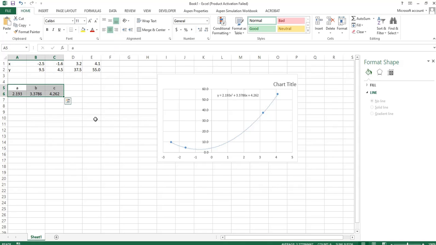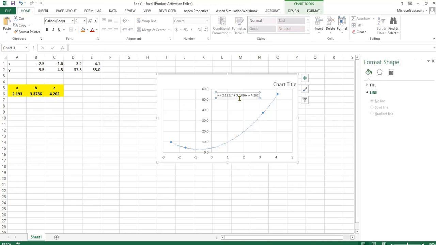We center them, and we bold them and make them big. So this is a solution. This is a quadratic equation. This value here is a quadratic equation.